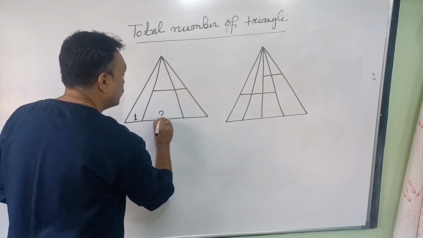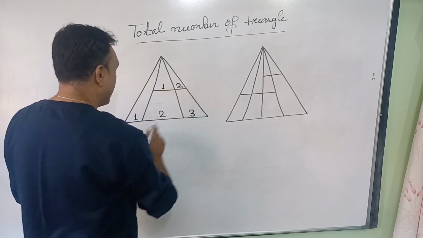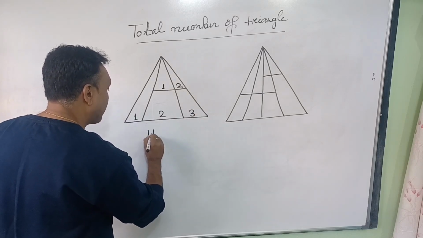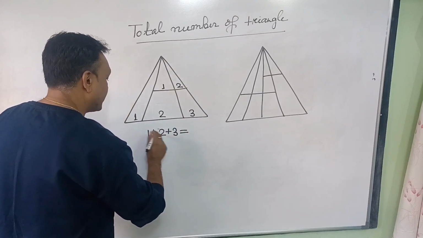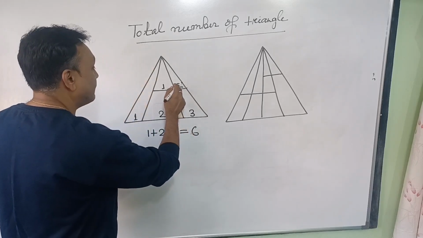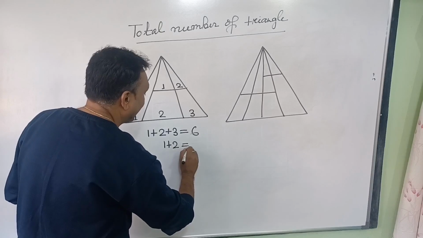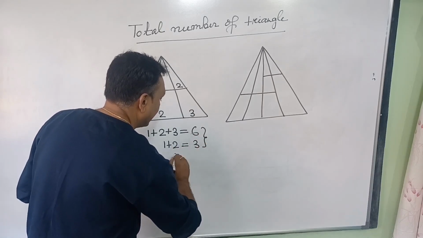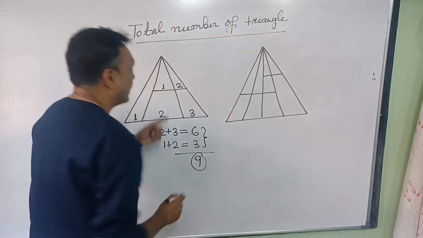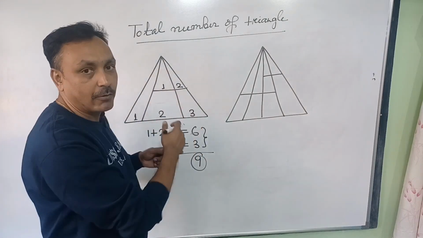1, 2, 3. Here also 1, 2. Now add these numbers. 1 plus 2 plus 3. How much will it be? 6. This one, 1 plus 2, that is 3. If we add, you will get 9. So there are altogether 9 triangles in this particular figure.